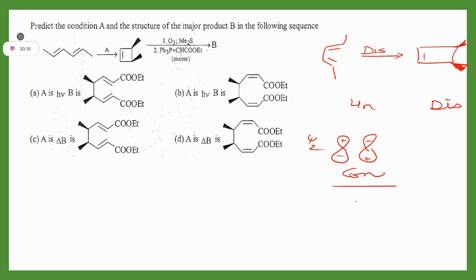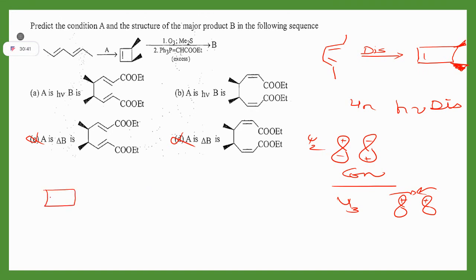But in presence of light, psi 3 is your HOMO. In that, the orbital signs are the same, which will undergo disrotation. So basically here there should be h nu. So you can easily eliminate option number C and option number D. Yes or no? First question is done.